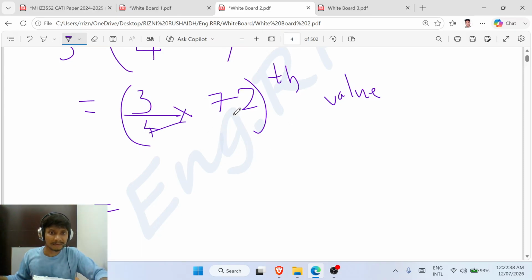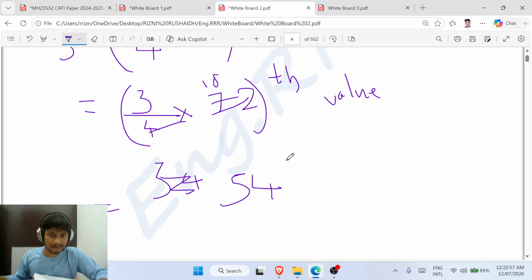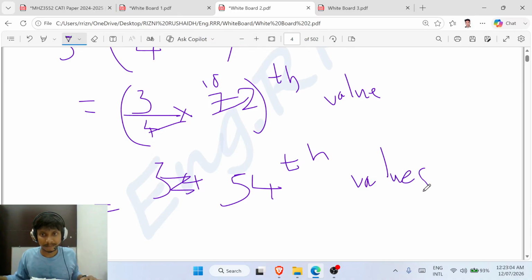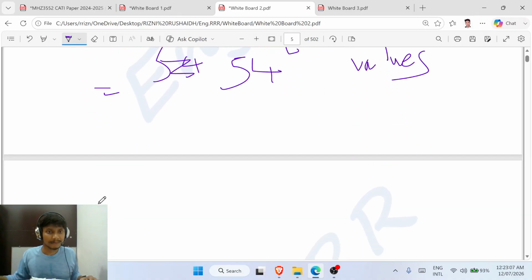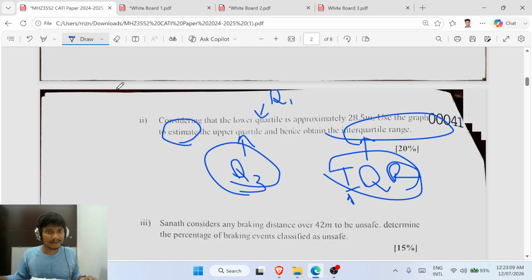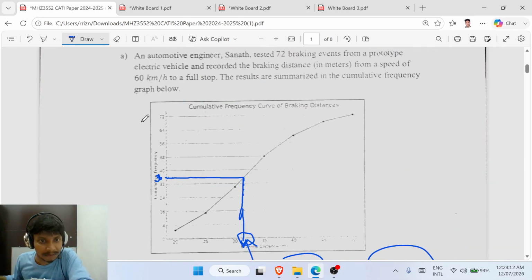72 by 4 is 18. 18 into 3 is 54. So Q3 is the 54th value. Now we have to find the 54th value. Where is the 54th value?